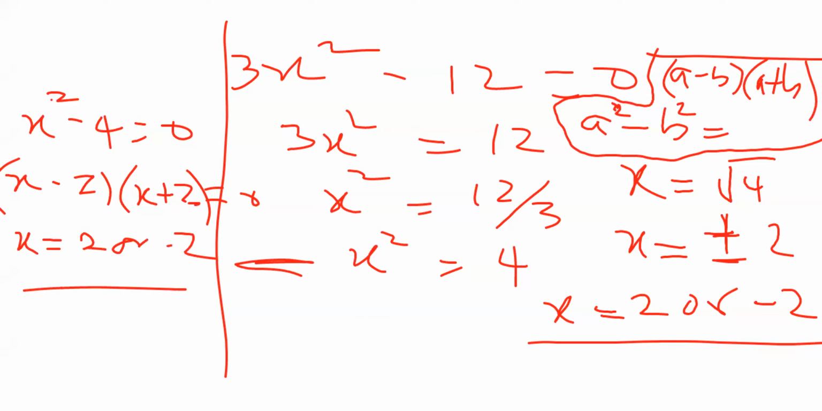So you either go this way, this way, or this way, whichever one. But you must get two values because it has power 2. That makes it quadratic, and you must have two values. Is it clear? So the minima is minus 2.